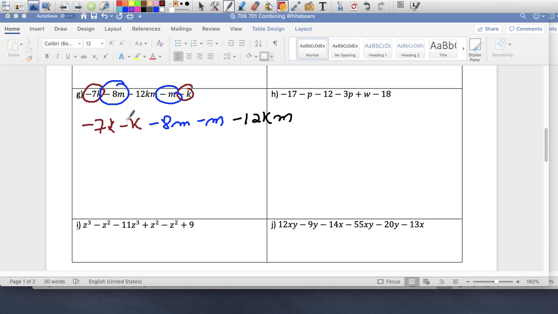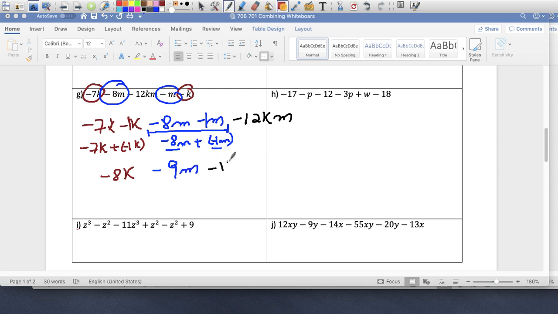And again, here, if you want to put a 1, you can put a 1 here. So negative 7k minus 1k, it's going to be negative 7k plus negative 1k. And they're both friends, so it's going to be negative 8k. The blue, I have negative 8m minus m, or I'm going to put 1m over here. So it's going to be negative 8m plus negative 1m. Friends and friends, so again, negative 9m. And then finally, minus 12km.